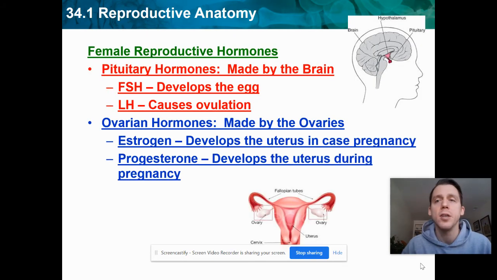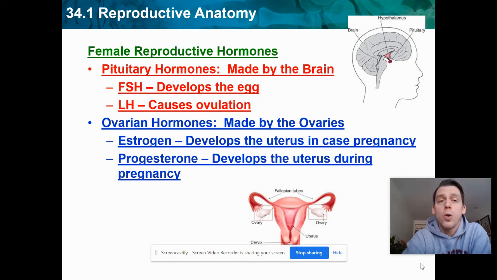Okay, what else do we need to know? We need to know that these events are caused by hormones. So female reproductive hormones, there's 4 of them. 2 of them are made by the brain, and 2 of them are made by the ovaries. So they're made in different places.